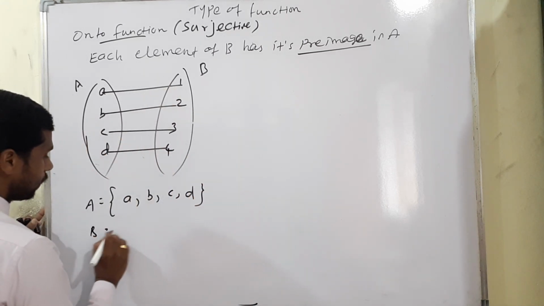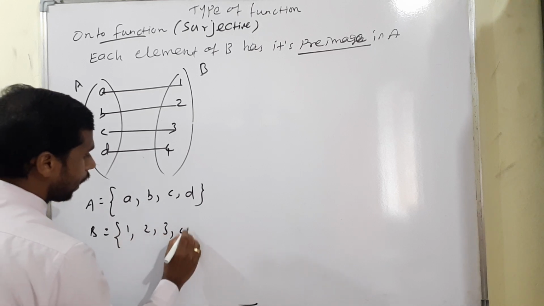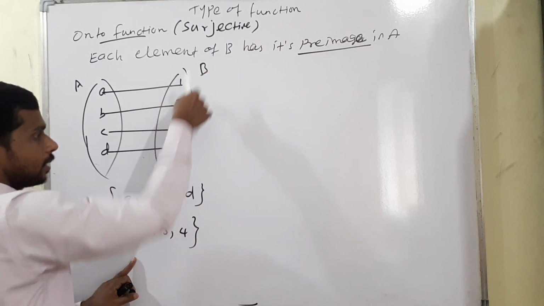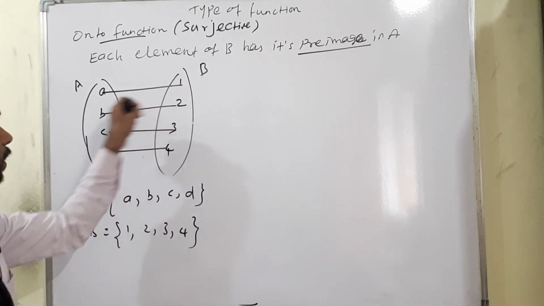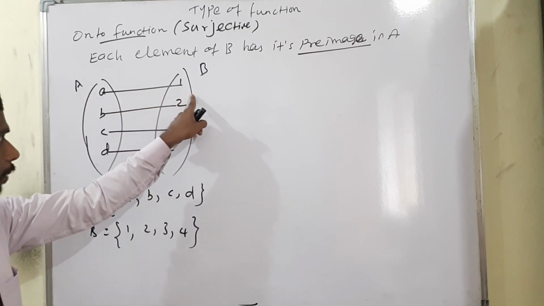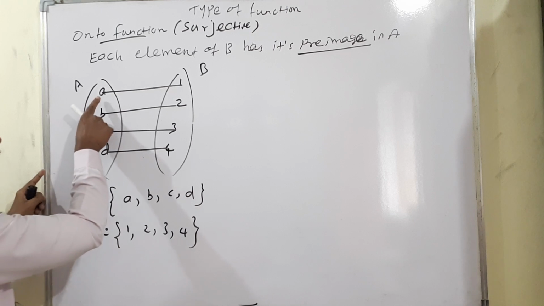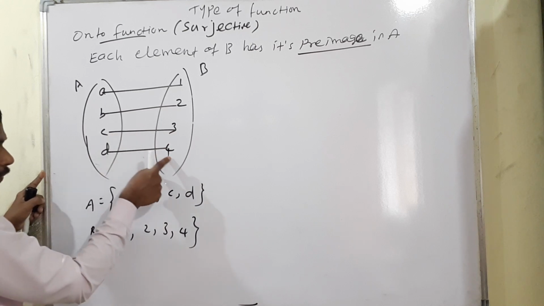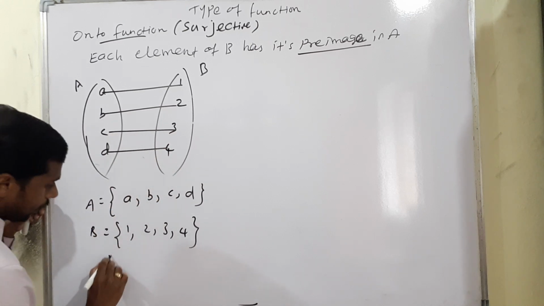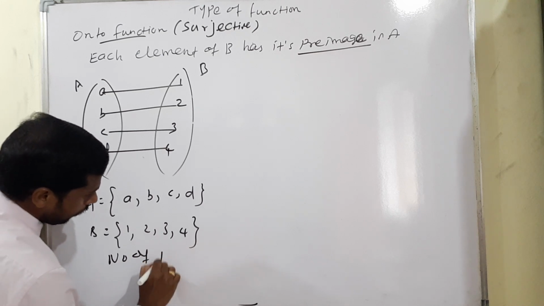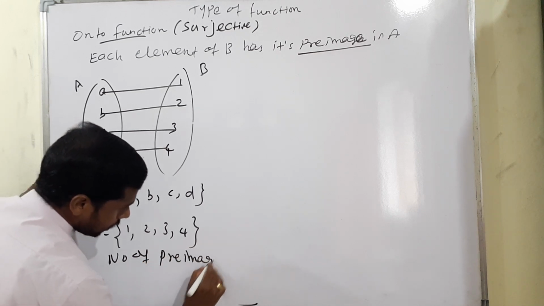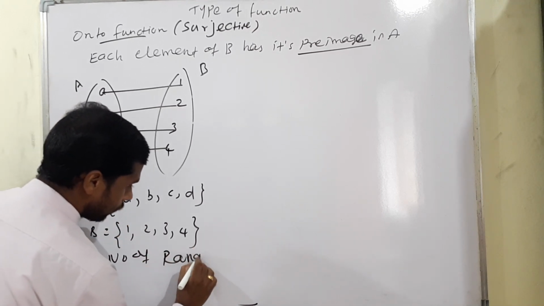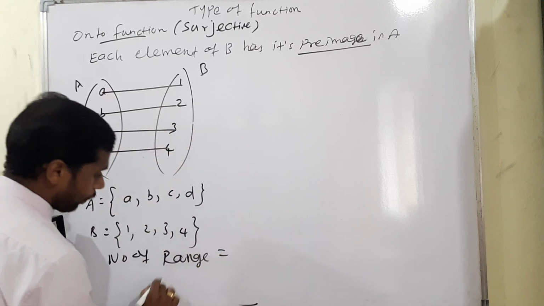At the same time B is equal to 1, 2, 3 and 4. So definitely this is the codomain. So the number of codomain is equal to the number of pre-image. Each and every image has a pre-image. Look there: 1 is mapping to A, 2 to B, 3 to C, 4 to D. Therefore definitely we can say the number of range is equal to the number of codomain.